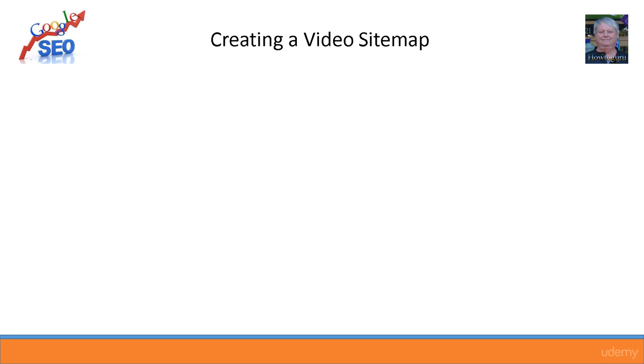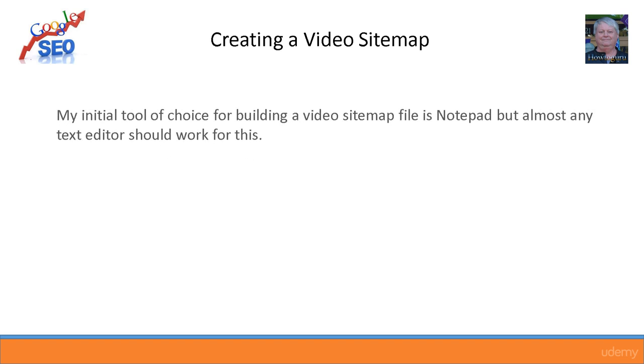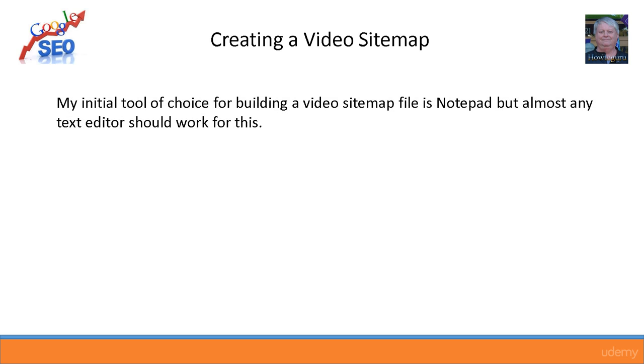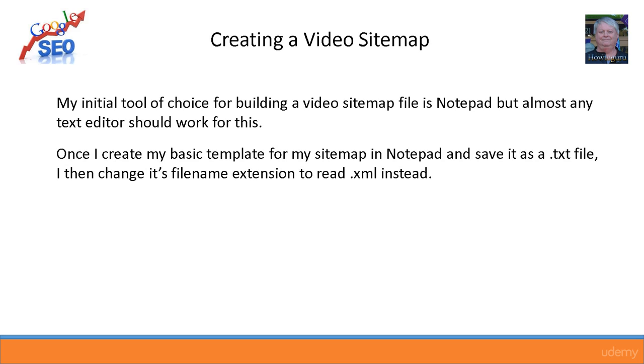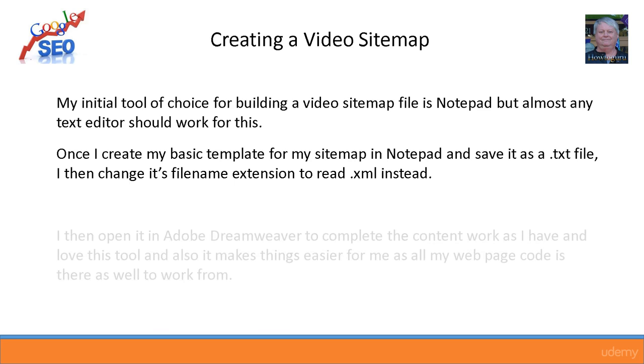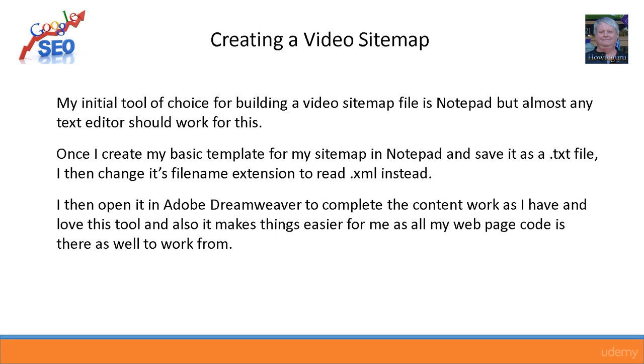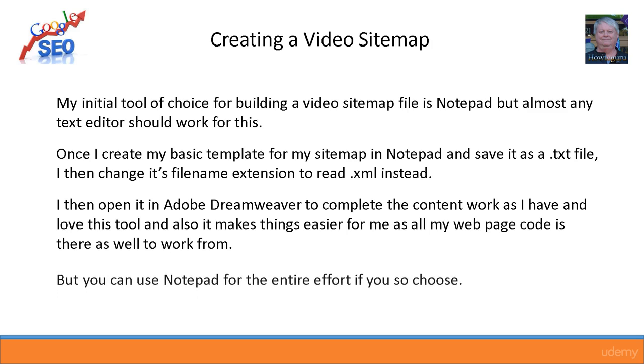My initial tool of choice for building a video sitemap file is Notepad, but almost any text editor that allows you to create a file and then change the extension to .xml as an output should work for this. Once I create my basic template for my sitemap in Notepad, I save the file, change the extension to .xml, and then open it in Adobe Dreamweaver to complete the work, as I have and love this tool, and also it makes things easier for me, as all my web page code is there as well. But you can use Notepad for the entire effort if you choose to.